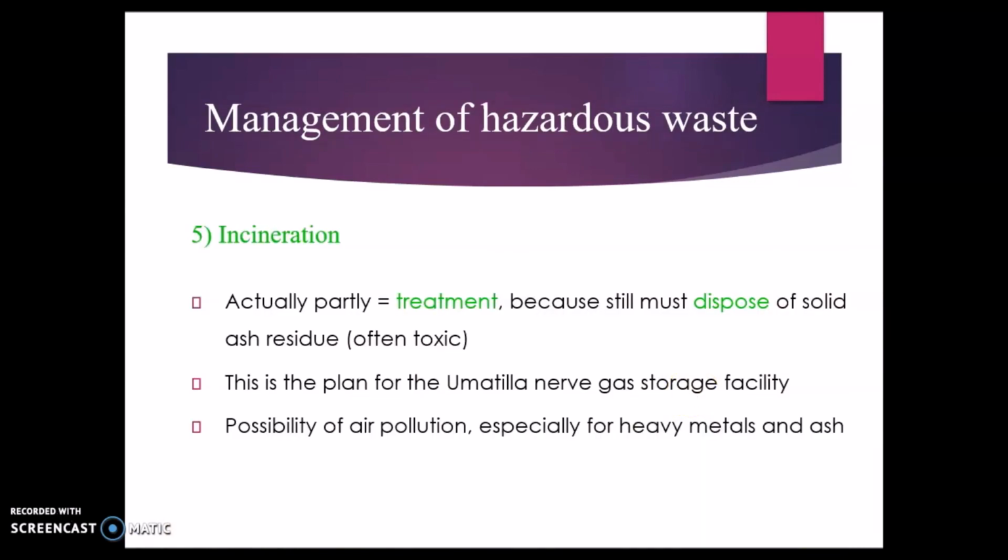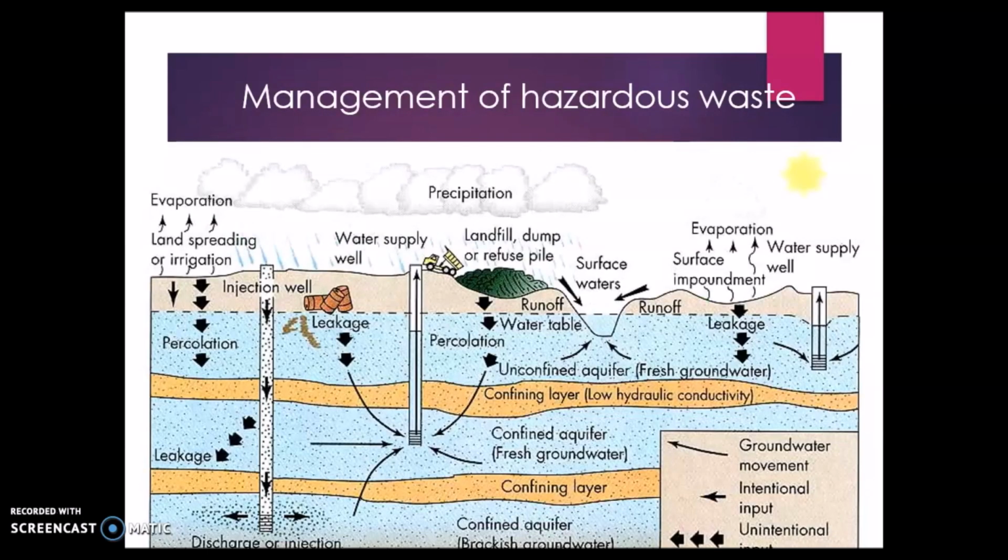So what is meant by incineration? Incineration is a treatment used to dispose of any hazardous or toxic waste. And it can reduce air pollution, especially heavy metals as well as ash.